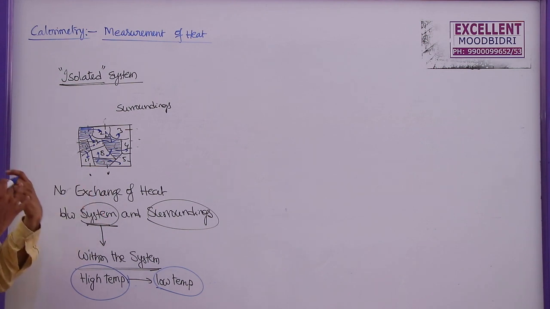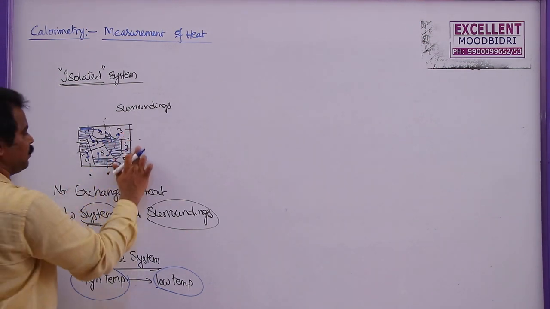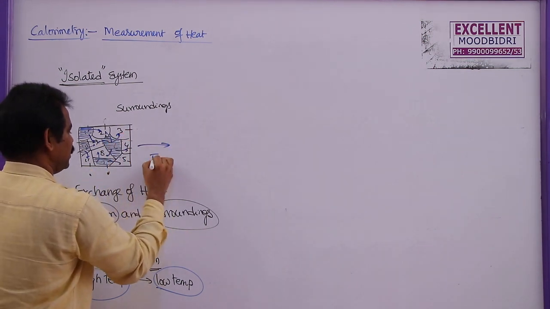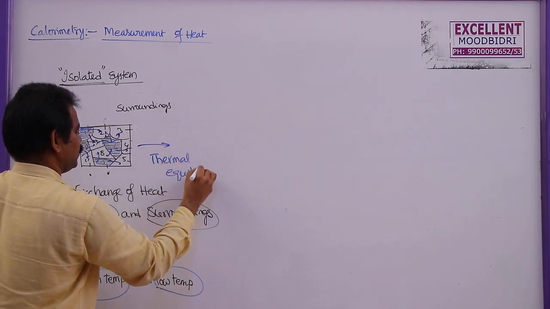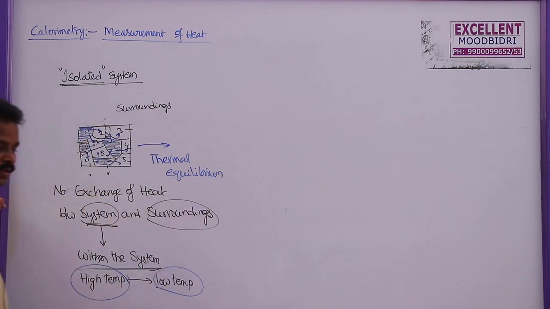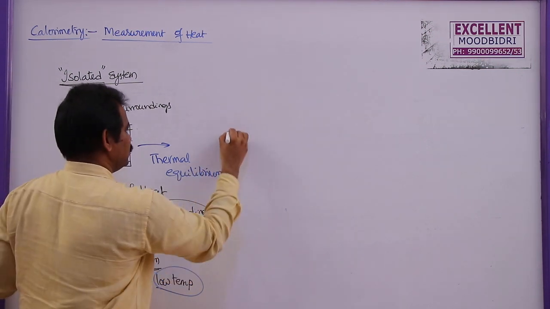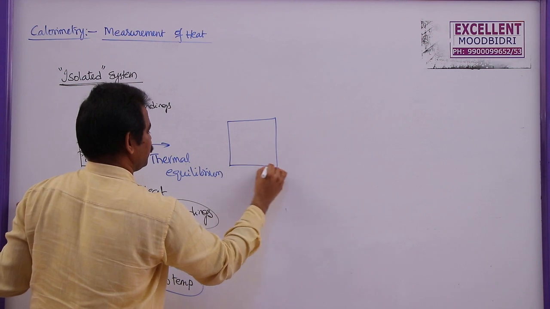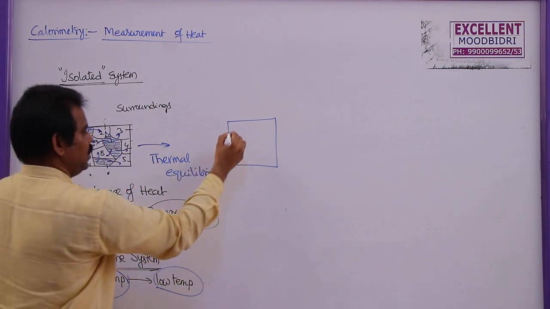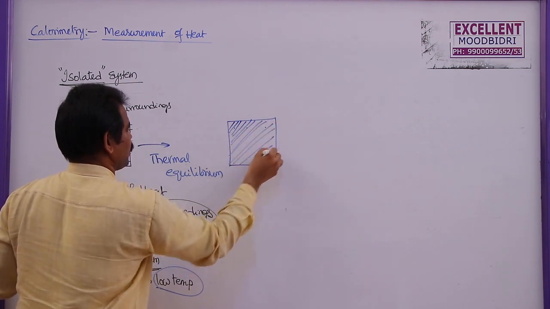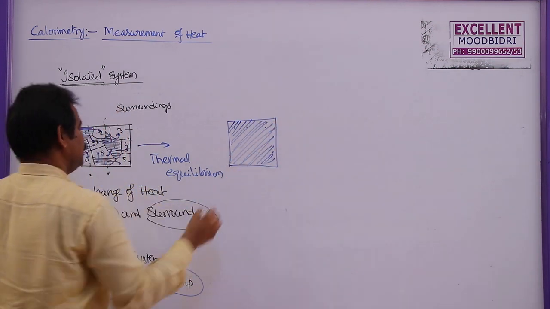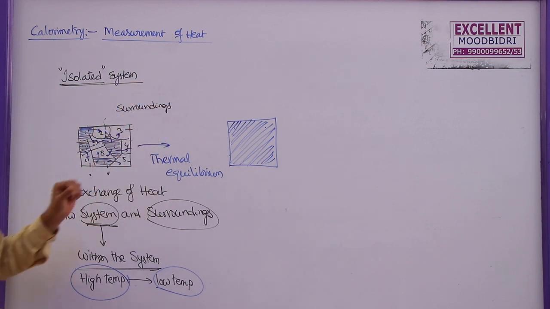But if this process continues, finally after some time, what happens? The system will get a thermal equilibrium. It means this body, which previously had different parts at different temperatures, will have the same temperature throughout. That means each and every part will have the same temperature.